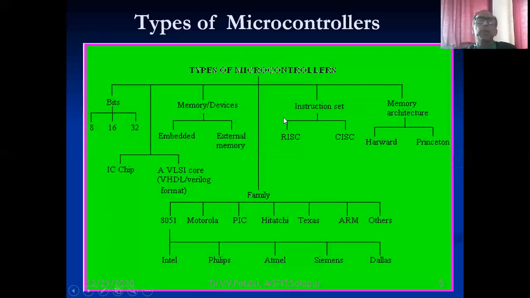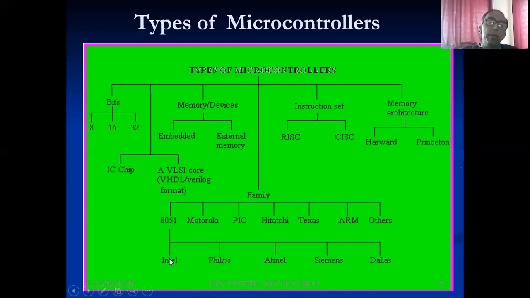There are various types of microcontrollers, friends. We have 8-bit, 16-bit, 32-bit. This is one categorization of microcontrollers. Then we have IC chip and VLSI, very large scale integrated core, in Verilog format. This is one categorization based on memory and devices. We have microcontrollers with embedded memory and with external memory. So this is one variety.